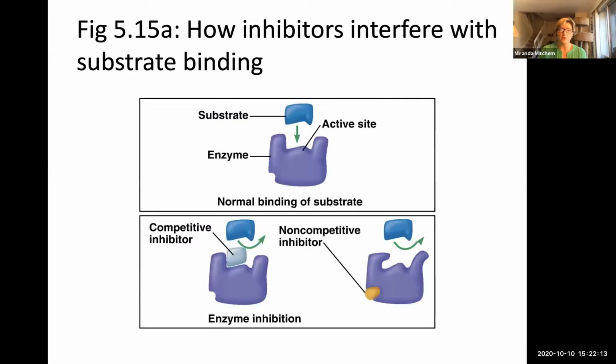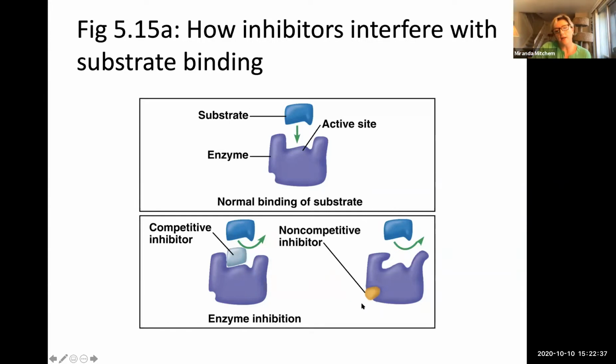Let's look at some pictures. Okay, so here we've got the enzyme. The substrate is blue, the enzyme's purple. You can see the shape of the active site. And then we have a binding site down here. A competitive inhibitor is getting into that active site. It prevents the substrate from reaching or interacting properly with the active site of the enzyme.